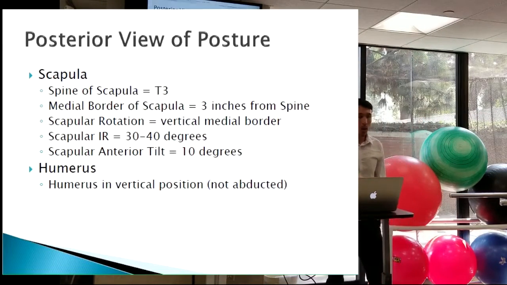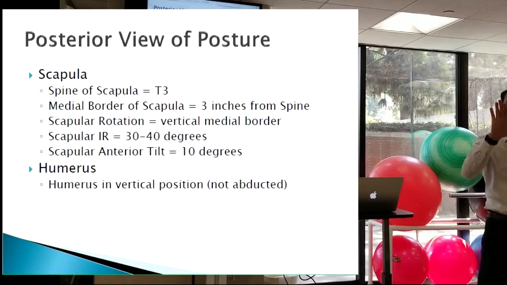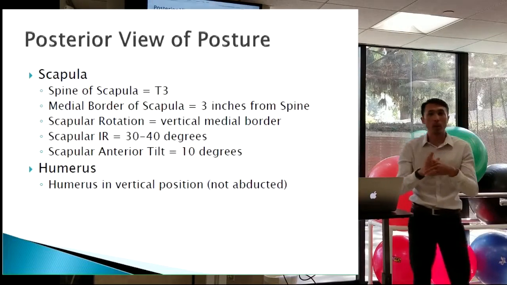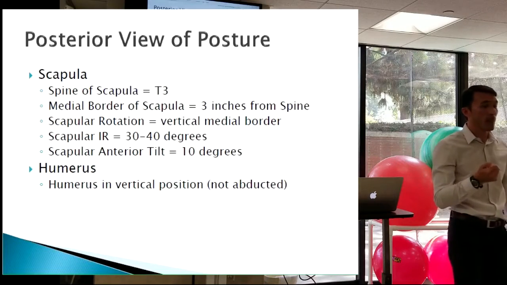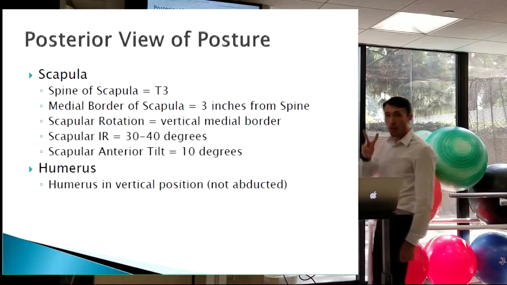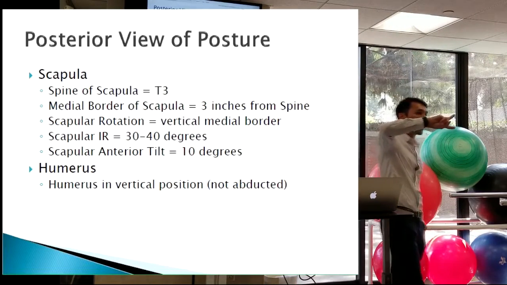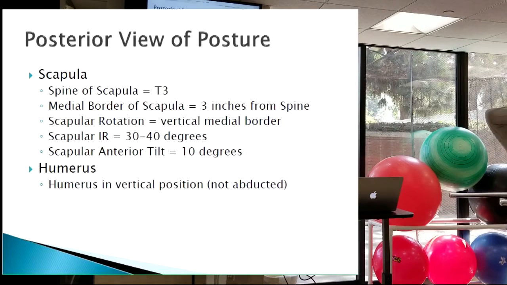Medial borders, going to be 3 inches. For myself, it's when I separate my two fingers like so. Some people, it's just the width of the hand. So I recommend if you just measure on your body, what these ranges are. You don't have to bring out a tape measure each and every time. But I think for the most part, people tend to have the 3 inches right here. Scapular rotation, you want to have the medial border vertical. If you see any deviation downwards, it's downwardly rotated.